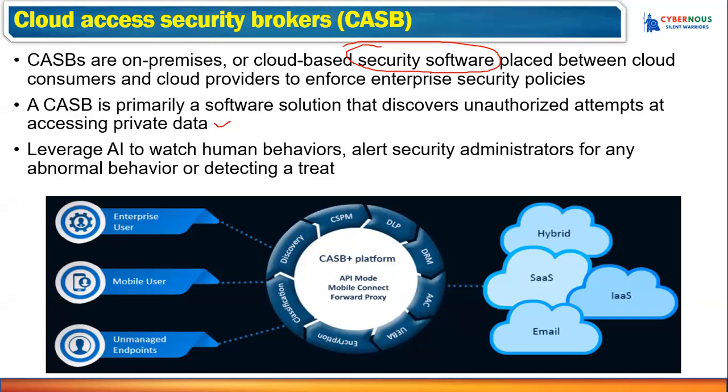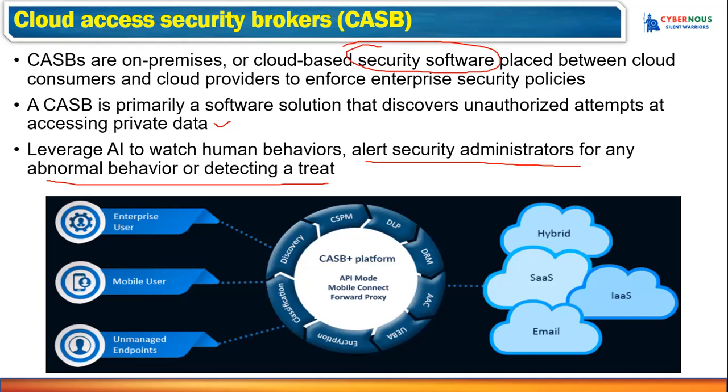Most of the time your CASB solutions leverage artificial intelligence to watch human behaviors. They alert security administrators for any kind of abnormal behavior, or as and when it detects a particular threat. Your CASB extends your on-premise security controls and transforms those controls to various cloud environments. It acts like a middleman between the cloud customer and the service provider.